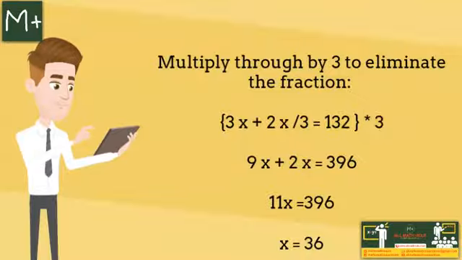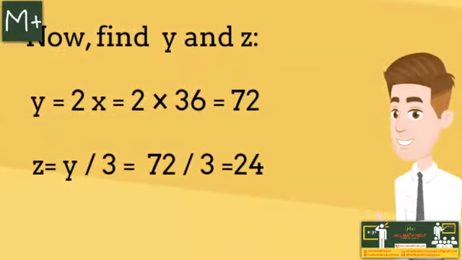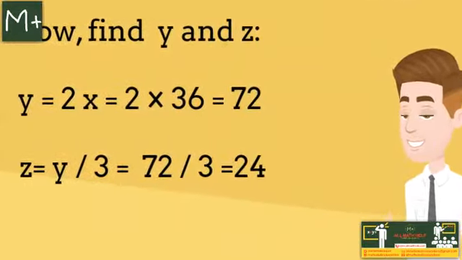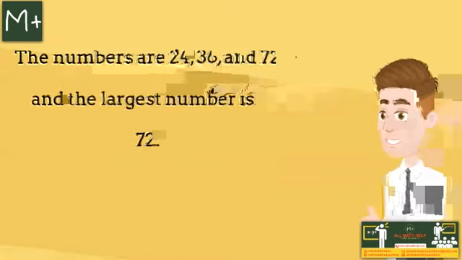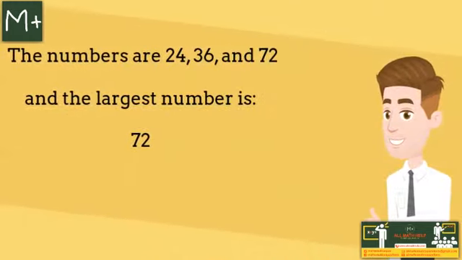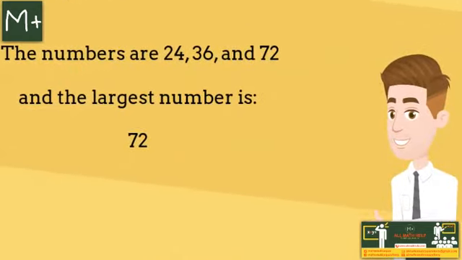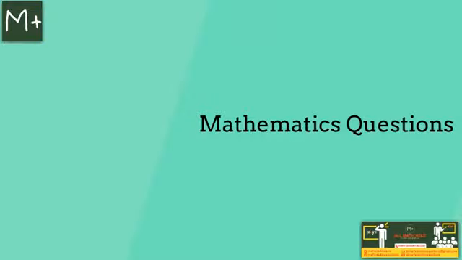Now we will find the value of y and z. We have calculated the value of x. Now we will calculate the value of y. y equals 2x, and 2 times 36 is 72, and z's value is y upon 3. y is 72, so 72 divided by 3 is 24. So now we have the values of x, y, and z. We have all the three numbers, 24, 36, and 72, and the largest of them is 72. So the final answer is 72.